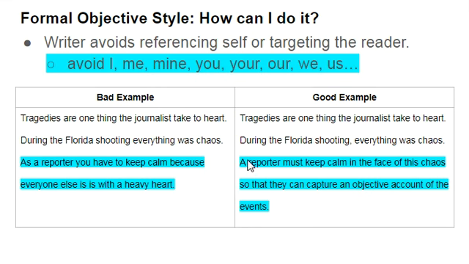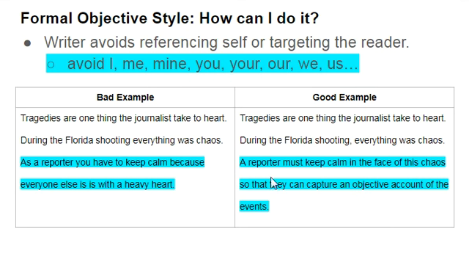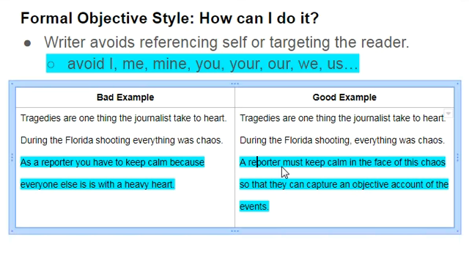Here's how we fix it. Instead of saying, as a reporter, you have to keep calm, here's what I would say. A reporter must keep calm in the face of this chaos so that they can capture an objective account of the events. I also fixed the second half of the sentence because the meaning was a little bit unclear to me. So it's just that easy. Just name the group of people or the type of person that you are talking about instead of targeting your reader with words like you.